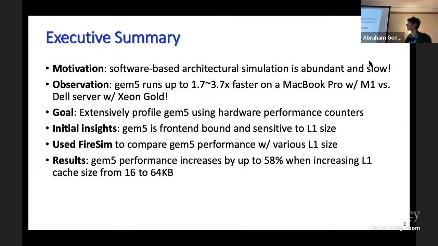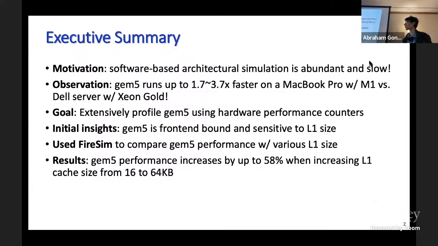So today the agenda is I will start by giving some motivation for why we chose to profile an architectural simulator. Essentially, it's because software-based architectural simulation is widely spread. It's abundant, but it's also very slow. And a key observation in our work is that Gem 5 can run up to 1.7 to 3.7 times faster on a MacBook Pro with an M1 chip compared to a Dell server with an Intel Xeon Gold processor.